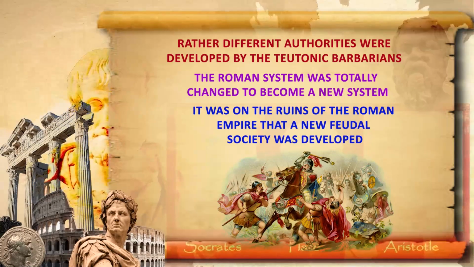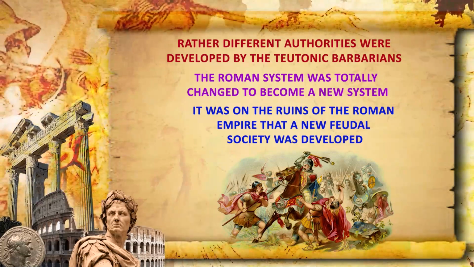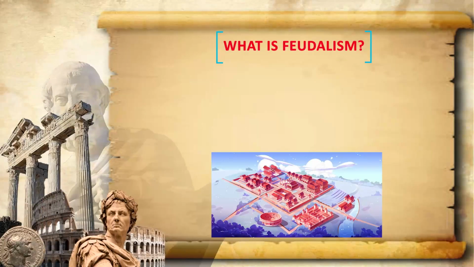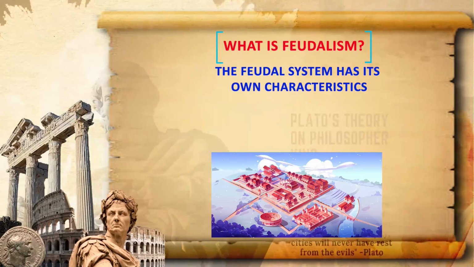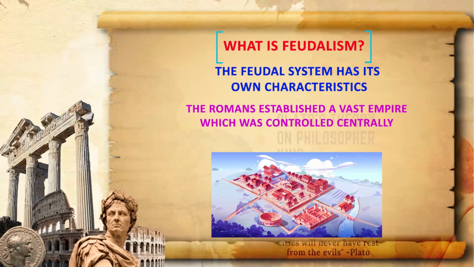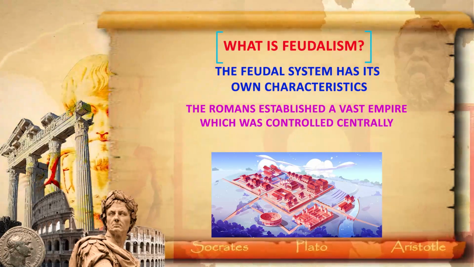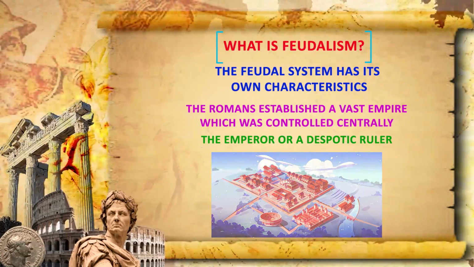Naturally, it was on the ruins of the Roman Empire that a new feudal society developed. Now, what is feudalism? The feudal system has its own characteristics. The Romans established a vast empire which was controlled centrally by the emperor or a despotic ruler. The feudal system was different from this system.